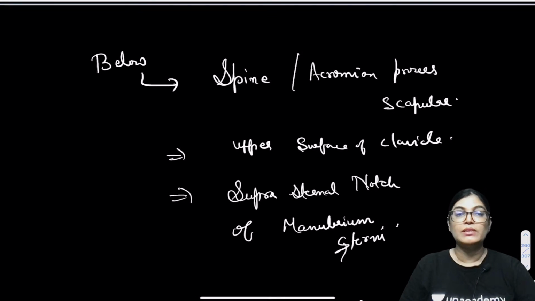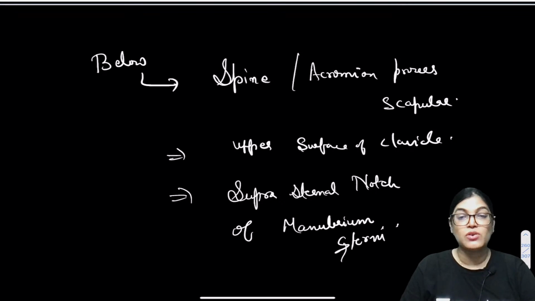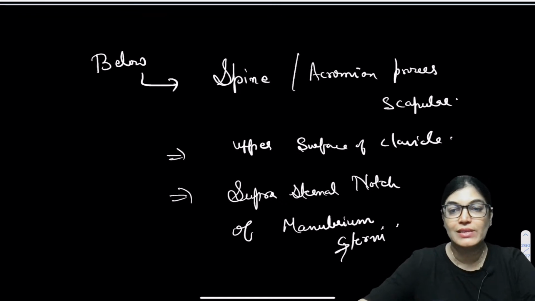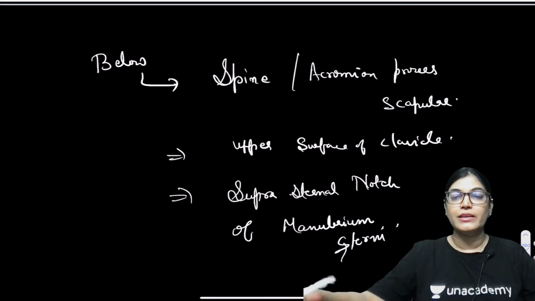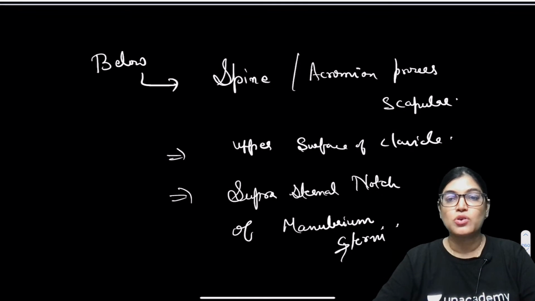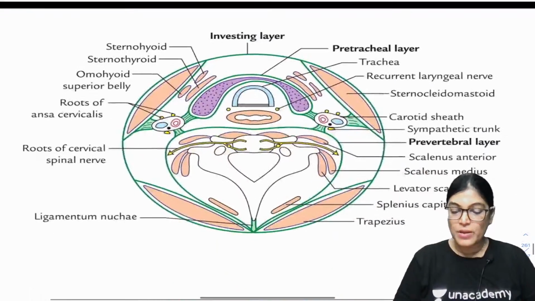So we have done with all the attachments of the deep cervical fascia investing layer. Now the next important point is we have to know the tracing. We have to trace the investing layer of deep cervical fascia, what all structures it encloses when it is traced horizontally and when it is traced vertically. Next important point is the tracing of deep cervical fascia, both the layers.